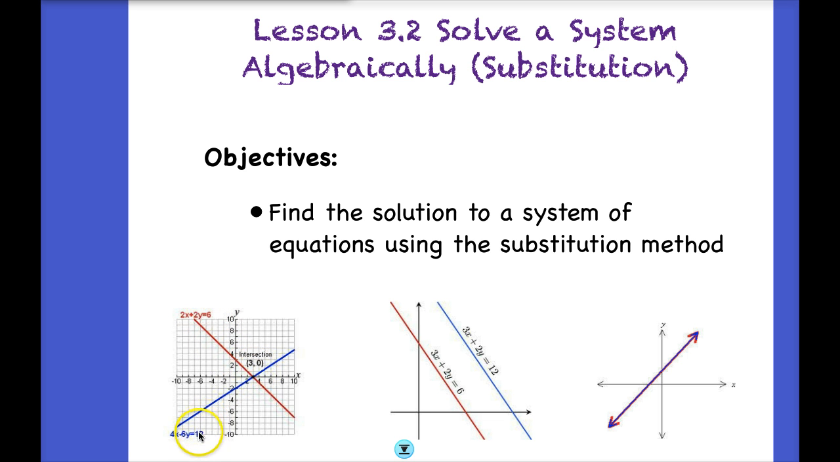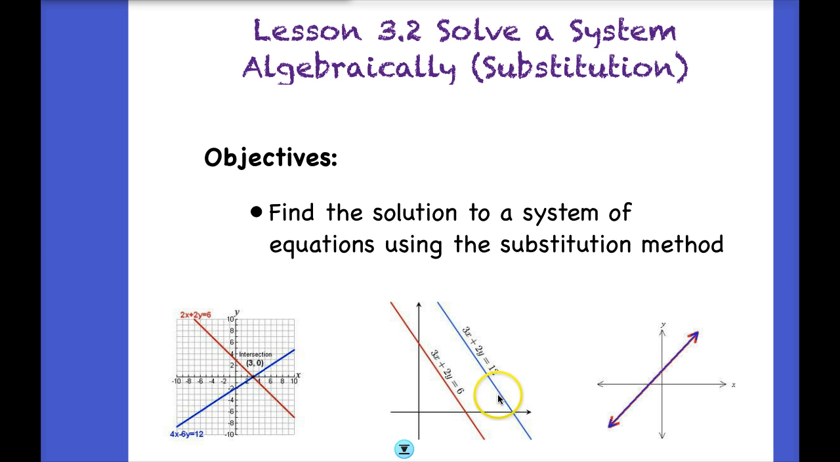It will also work for the blue equation. If I plug 3 in for x and 0 in for y, I will get 12 on the left side, which equals 12 on the right side. And that's how I know it's a solution. It works for both. It's the one point where the two lines intersect. It's the one point where they both have the same solution.